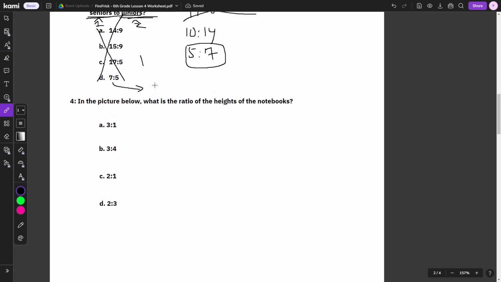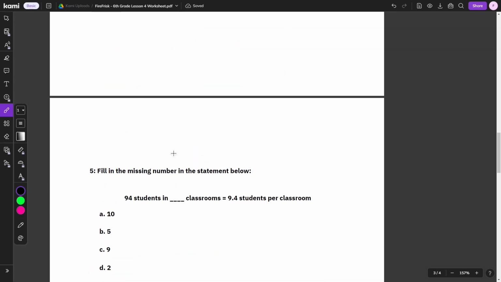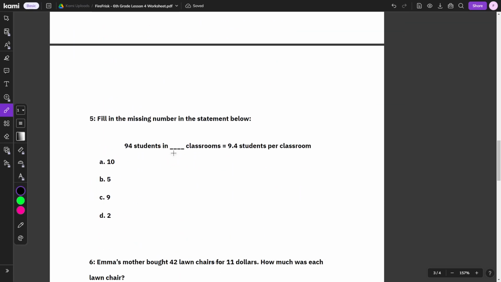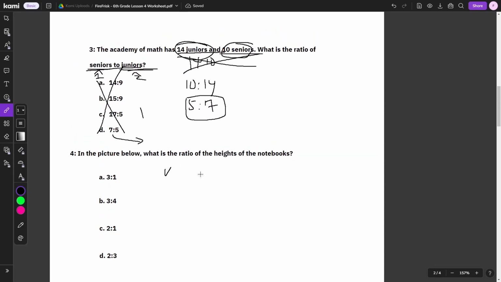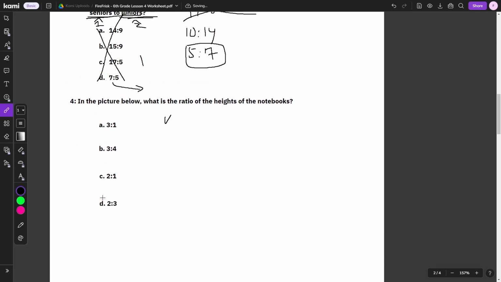In the picture below, what is the ratio of the heights of the notebooks? There is no picture. Great. We do not know. On the answer key, it says D.